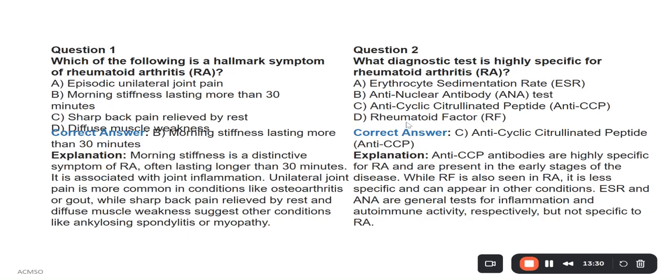So the answer is C, as anti-CCP antibodies are highly specific for RA and are present in the early stages of the disease. While RF is also seen in RA, it is less specific and can appear in other conditions. ESR and ANA are general tests for inflammation and autoimmune activity, respectively, but not diagnostic tests for RA.